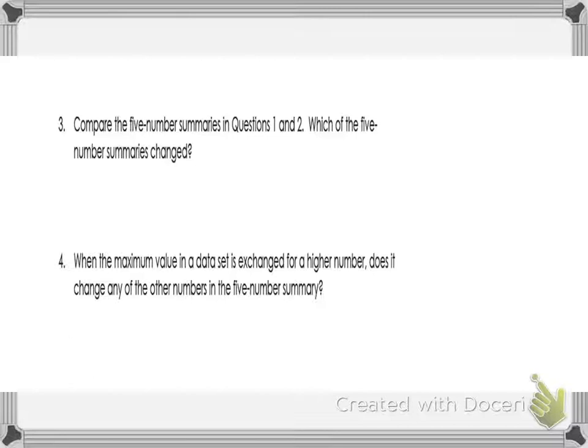All right, it says compare the 5 numbers in question 1 and 2. Which of the 5 number summaries changed? So the only one that changed was the max. Okay, because you're not averaging anything together, you're just looking at numbers.